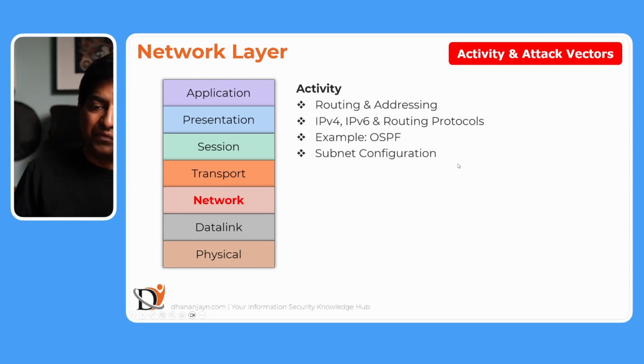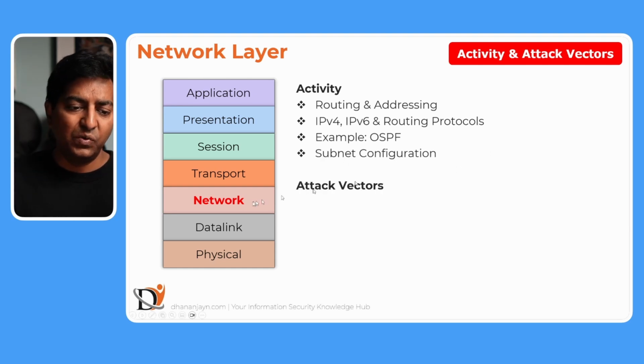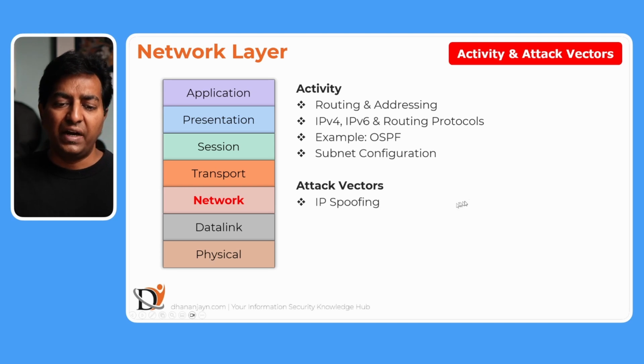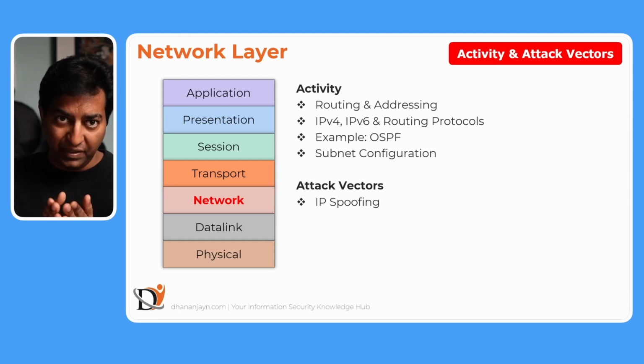Then subnet configuration is another activity that goes on at the network layer. Now, attack vectors: an IP address can be spoofed. An attacker may spoof the IP address of your computer and may pretend to be you by spoofing your IP address.